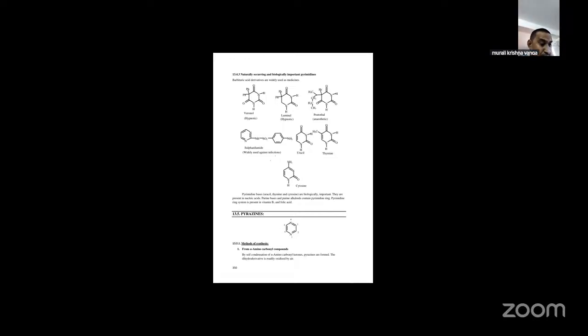Alpha-amino carbonyl compounds undergo self-condensation, giving a dihydro derivative of pyrazine. This dihydro derivative of pyrazine undergoes loss of hydrogen in the presence of air, giving pyrazine as the product. Ethylenediamine reacting with 1,2-dicarbonyl compounds gives dihydro derivatives, which under air give pyrazine as the product.